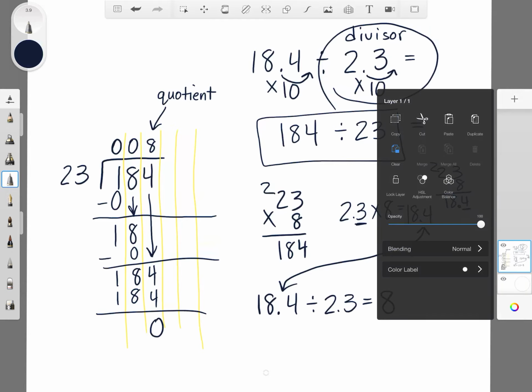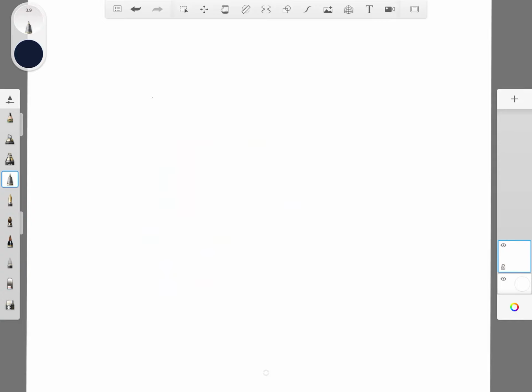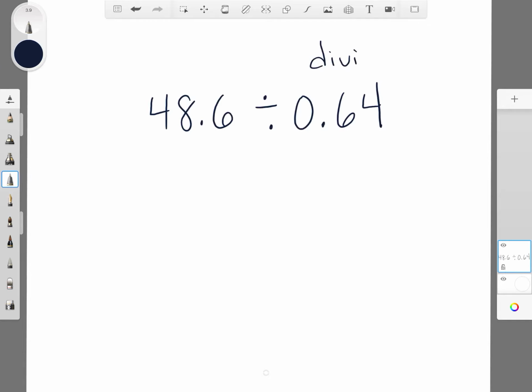Okay, one more thing real quick. Let's say, for example, we have 48 and 6/10 divided by 64 hundredths. We're not actually going to divide this, but we are going to take a look at how to get the decimal out of the divisor if we have two decimal places. If we have two decimal places, we need to move it over two places, so we need to multiply it by 100. If we multiply this one by 100, we need to also multiply this by 100.